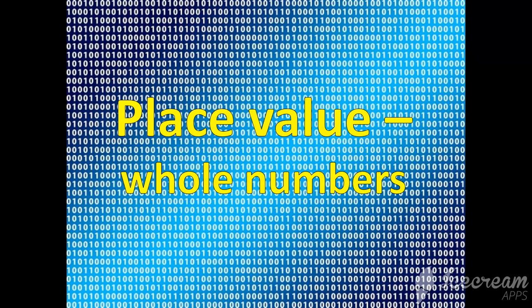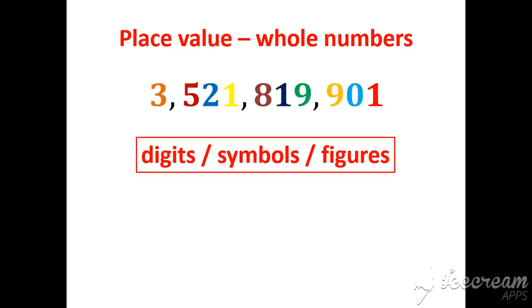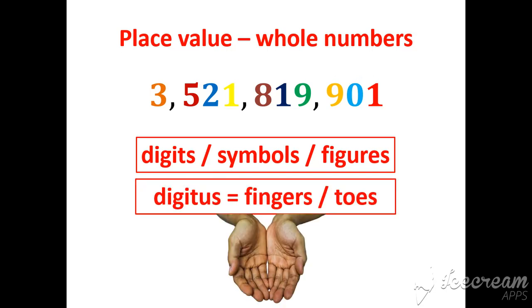We're going to chat about place value and to do with whole numbers. So I've just written a number on the screen. It's made up of a whole lot of digits or symbols or figures. Now the word digitus is a very old-fashioned word that means fingers or toes. And obviously when we first developed the number system a long time ago, people would use their fingers to help them count.